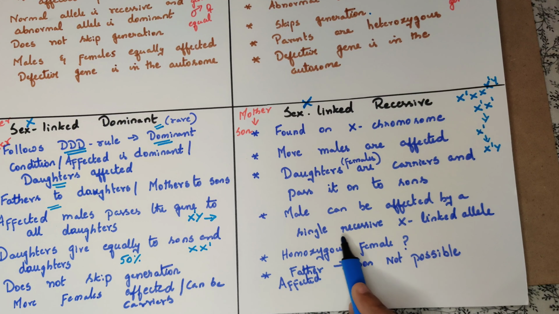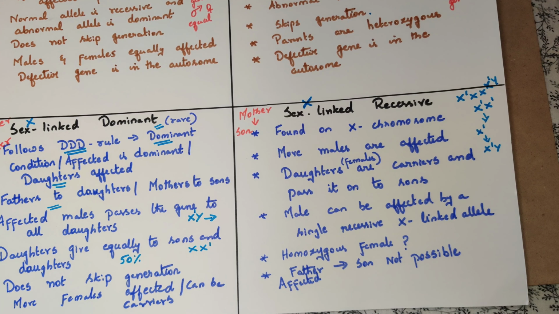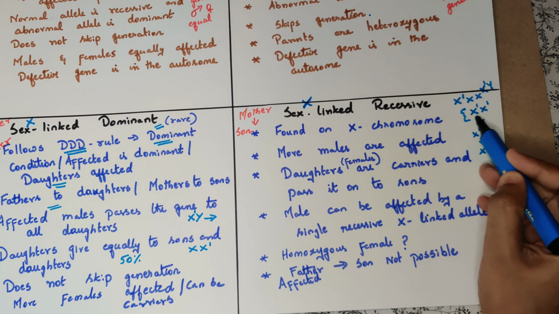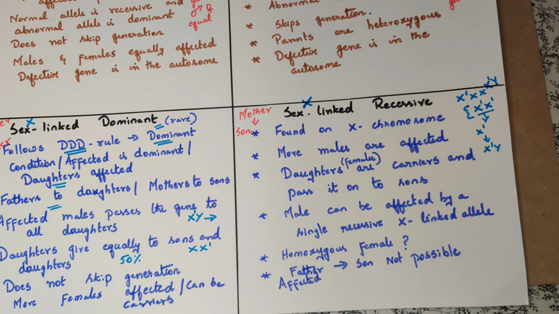Male can be affected by a single recessive X-linked allele. I told you the reason just now. So what do you mean by homozygous female? A homozygous female is this condition. For her to get affected, she has to marry an affected male. That is very, very rare. And father is affected, son is not possible.